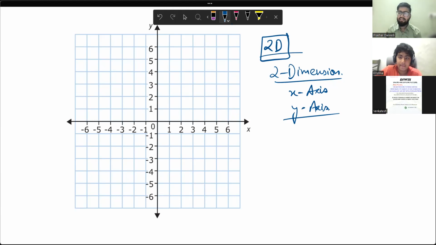x and y are the general notations. We can make it anything, like a-axis and b-axis. So no need to have a fear of x and y. That's why we are using only x and y. You can use any variable.